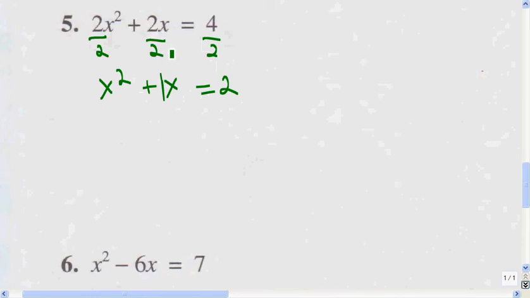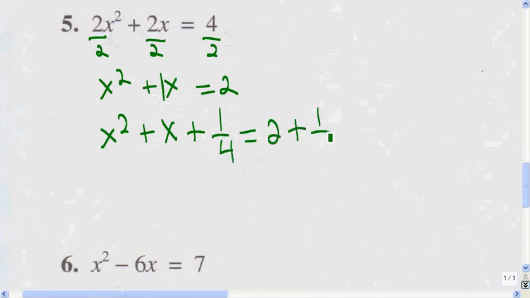It's just 1x. So you're going to get half of 1 and then square it. Well, half of 1, you should know what that is. It's just 1/2. If you divide 1 by 2, it's 1/2. And then you square it. You square 1/2, you get 1/4. So what we have as our third term is 1/4, equals 2 plus 1/4.